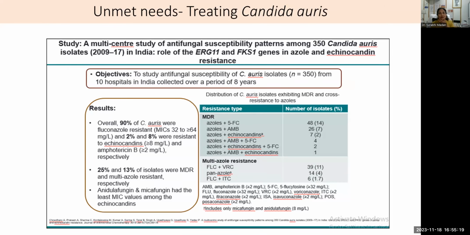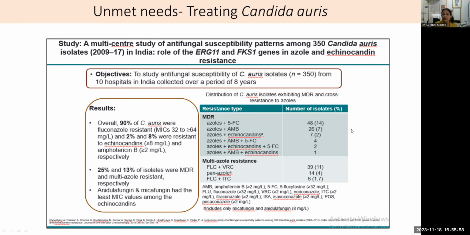And now, what are the unmet needs? Candida auris, yes, it has been a concern in many of the centers. Not in my center, we don't see Candida auris much, but I know of some of my colleagues who discuss that this is a big concern in their ICUs. This is one study from all across India where they found that overall 90% of auris was fluconazole resistant, 2% were resistant to echinocandins, 8% were resistant to amphotericin B, and there were multi-drug resistant auris as well to a very good extent in this study.